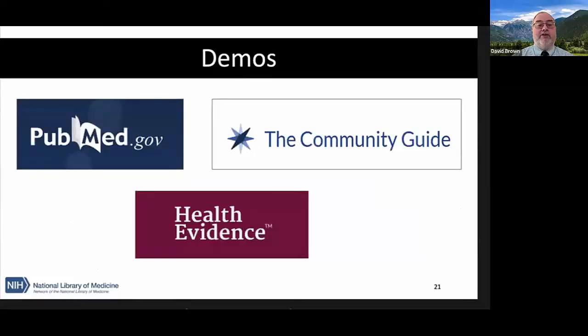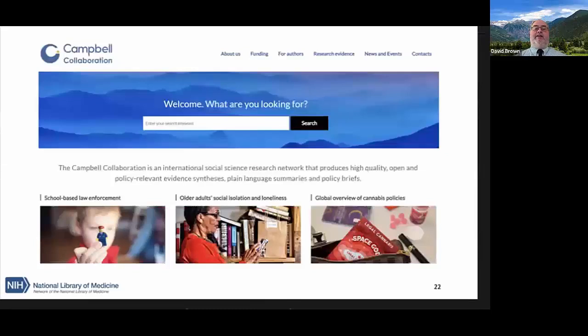So those were our demos as we look at it and we do it, and we can definitely use those. There are other resources too. These are the three we like to cover today. So there's a couple more resources. Like I say, you can use the Campbell Collaboration, which is a good tool that you can look at. It's an International Social Science Research Network that provides high quality, open, policy relevant evidence syntheses, plain language summaries, and policy briefs. It does not have too many specific examples, but may offer additional context when working with other departments and disciplines to develop programs.